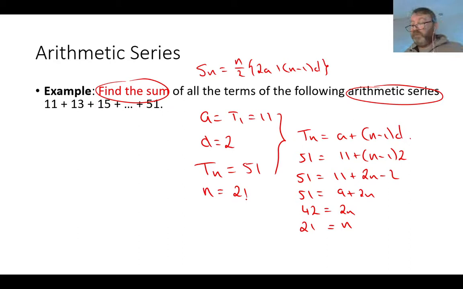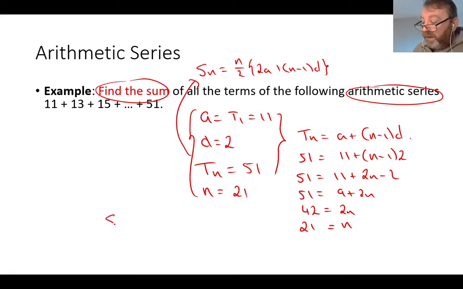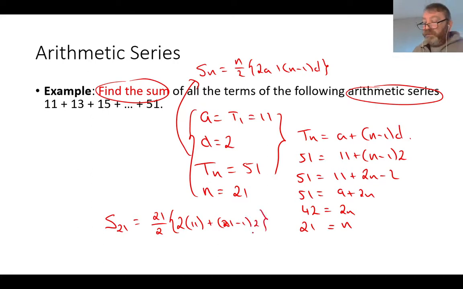N equals 21. So I'm now going to take all of these into the S of n formula, up here. And what is that going to give me? Well, S of 21, because n is now 21, is equal to 21 over 2 times 2 times the first term 11 plus n minus 1, which is 21 minus 1, times the common difference, which is 2. So make sure you fill it in.